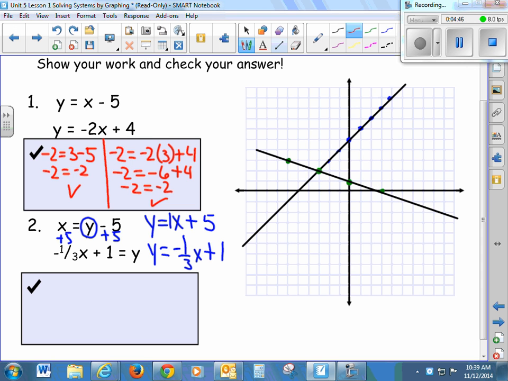You see right there where we've made the red dot that we have our intersection point, which is going to be negative 3, positive 2. And so we want to make sure that we solve this correctly.